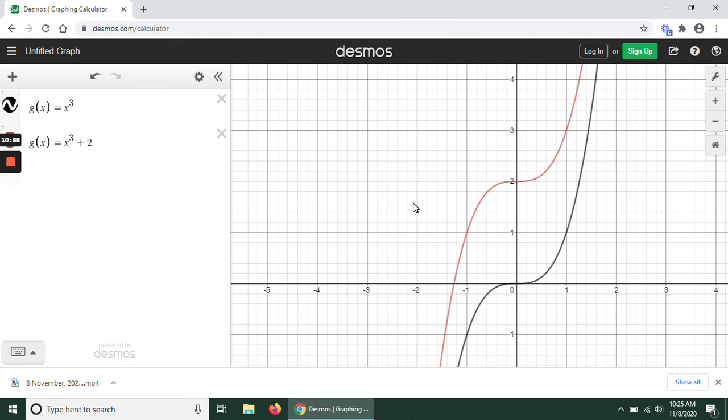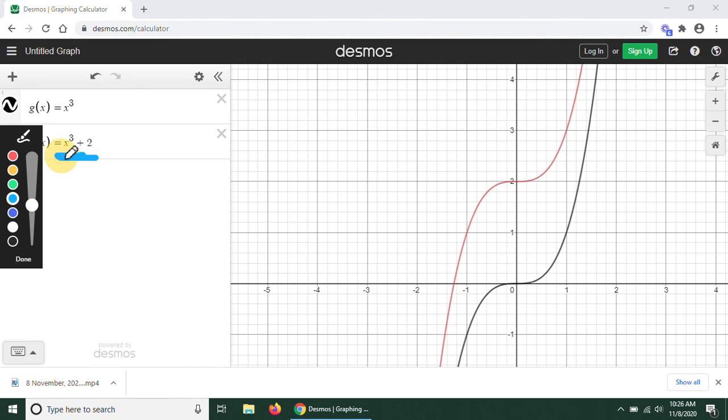As you can see, the parent graph was shifted 2 units upwards to give us our new graph, which is in red. So g of x is equal to x cubed plus 2 is telling us that the original function, the parent function, which is g of x is x cubed, was shifted 2 units upwards. So you can know what changes were made to the parent graph or the original graph just by looking at this function right here.